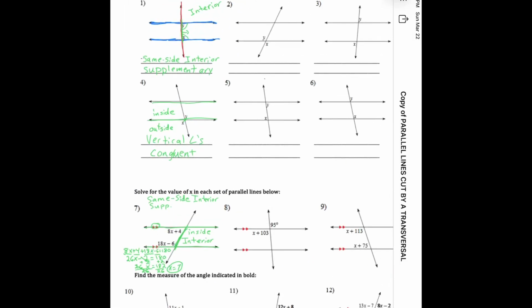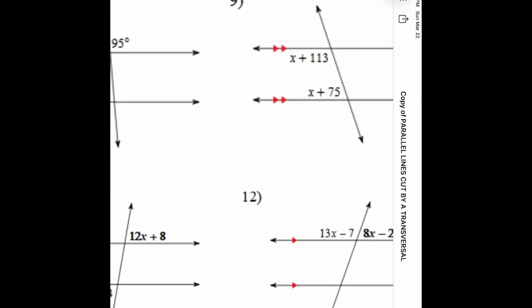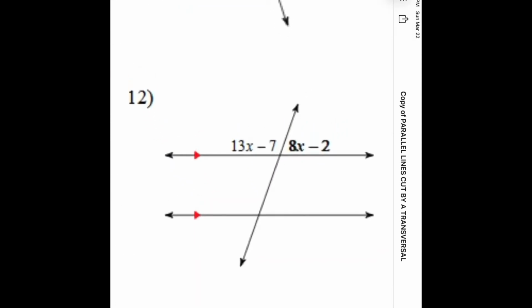Now, let's do one that we have to do one extra step. 10 through 12 asks us to also find the bolded angle. So we have to go through finding what the x value is, and then substitute it back into whatever angle is bolded. So let's do 12. Both are on the outside, so we're looking at exterior, but for our exterior angles, they can only be alternate or same side.